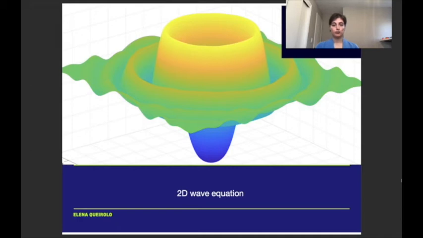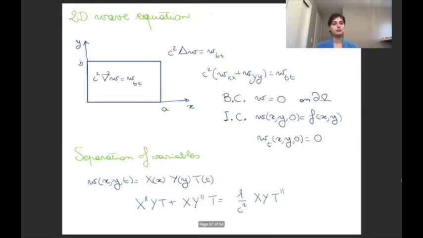Let's go solve a 2D wave equation. Remember that the wave equation also has a dependency on time. So this is a three-dimensional problem: two spatial dimensions and one time dimension. So let's look at it.